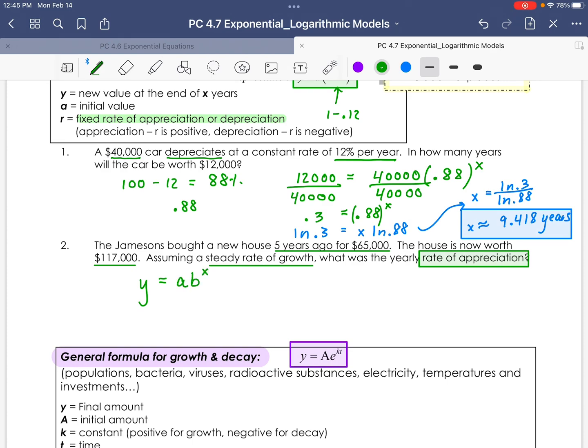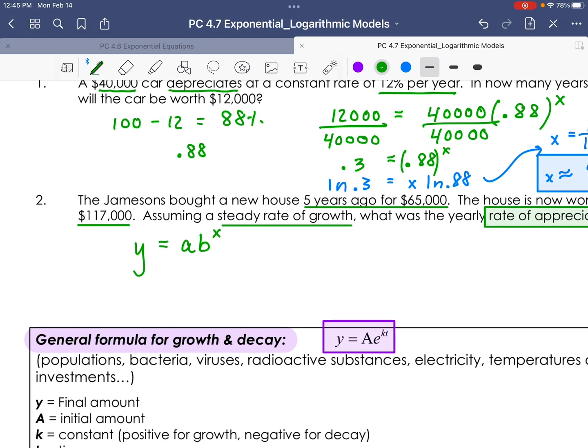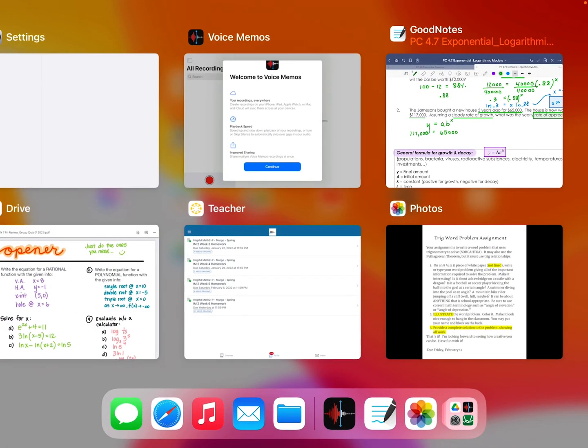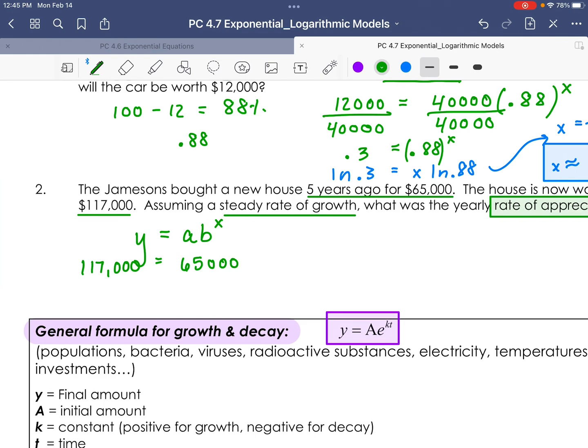Okay, where we have 5 years ago, basically the initial amount is $65,000, and it appreciated to $117,000 after 5 years. We don't know the interest rate. So we're going to put b to the 5 because in 5 years it appreciated to that amount. So be careful, we're not actually solving an exponential equation here because our exponent is not a variable. This is just going to be undoing a 5th power, so we're going to 5th root it.